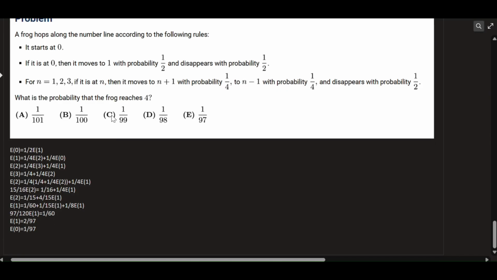And since we're looking for the odds that it reaches 4 from 0, we have 1 over 97. And that'll be it.